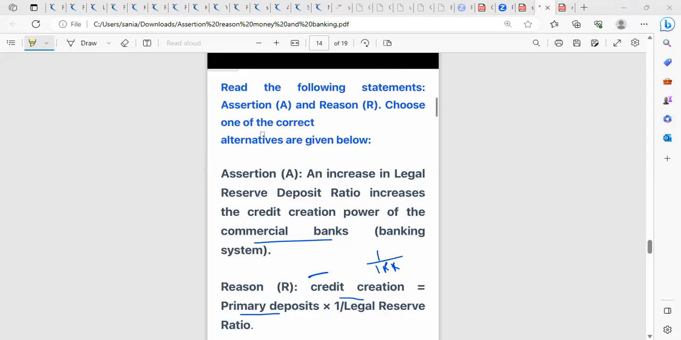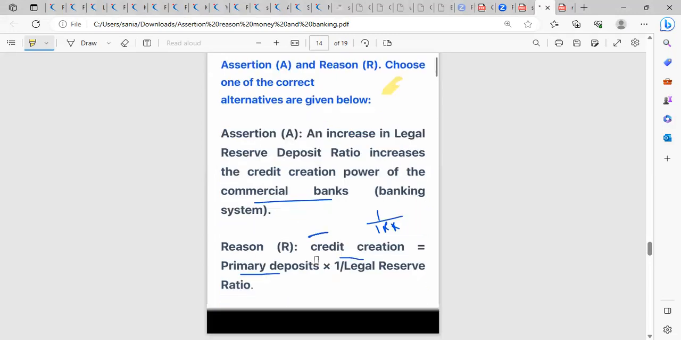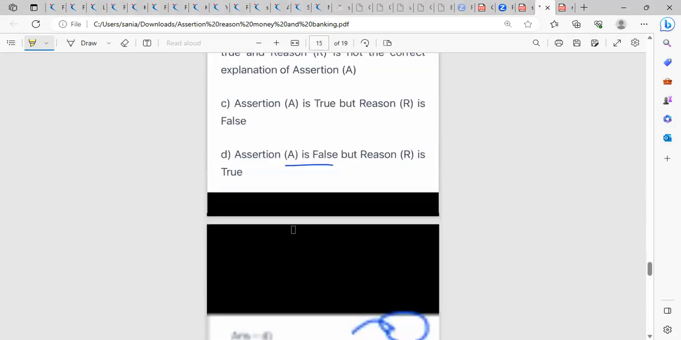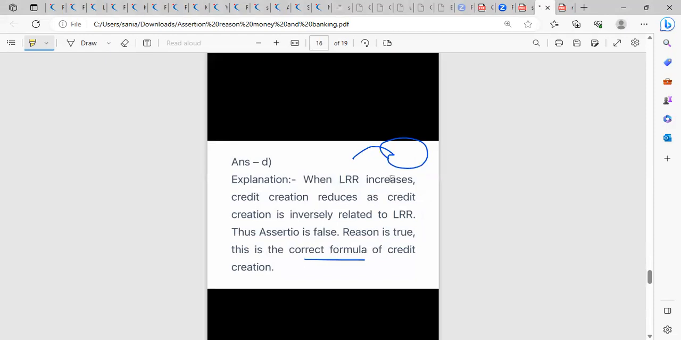So over here, if they give more to RBI, that means the LRR increases. Like earlier, out of 1,000 rupees they were giving 200 rupees, but now if they give 600 rupees to RBI, only 400 rupees will be given as a loan. So that means their money creation power is less, right? So does an increase in legal reserve ratio increase the credit? No, it decreases it, right? And this formula is correct, right? So when LRR increases, credit creation is reduced.